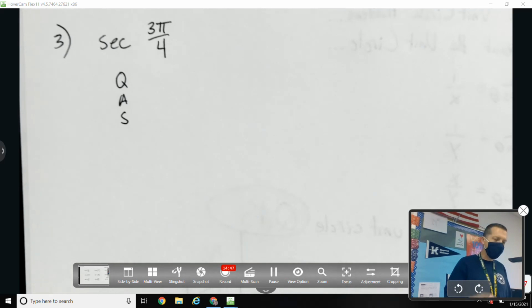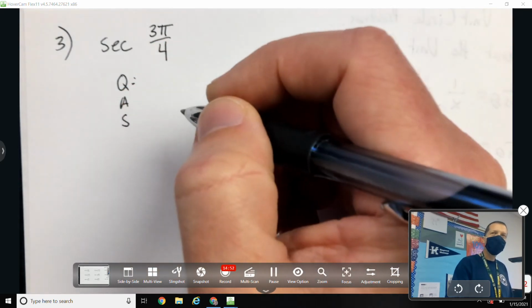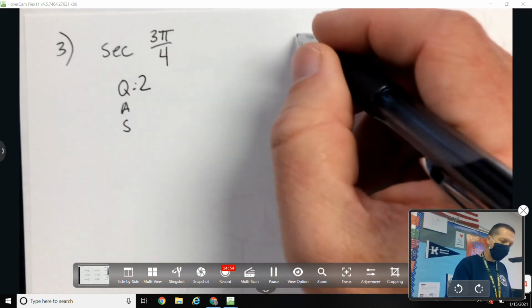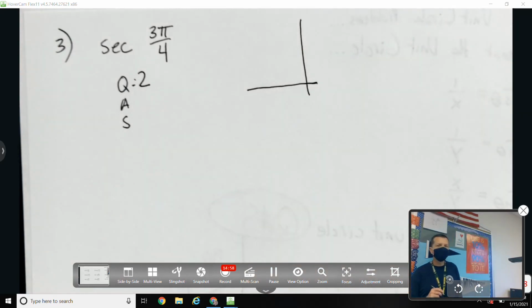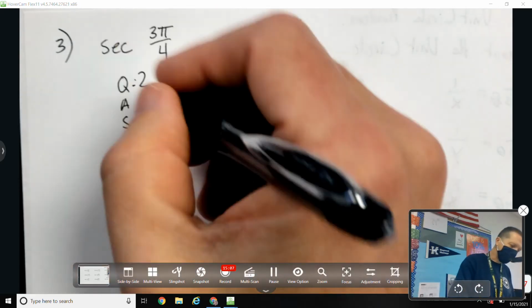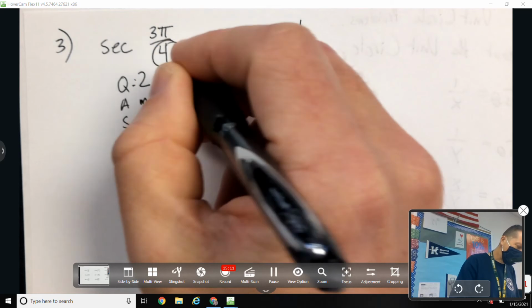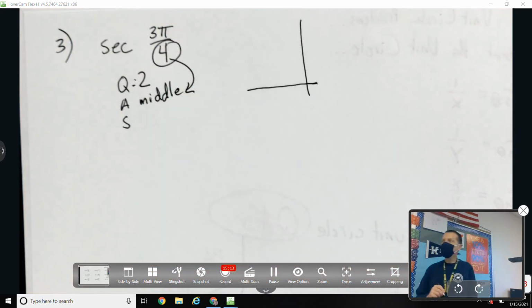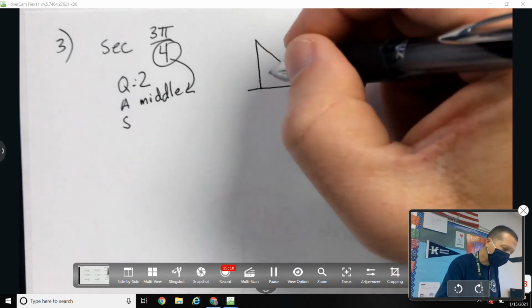3 pi over 4, what quadrant's that in? What was that? 2, because that's almost a pi. So I'm just going to cheat and only draw the second quadrant. That's the only quadrant I need. The angle, is it closer to the x-axis, closer to the y-axis, or right in the middle? The middle. How'd you know it's the middle? Because the 4. All the 4s are always in the middle. So I need to draw my angle right in the middle.